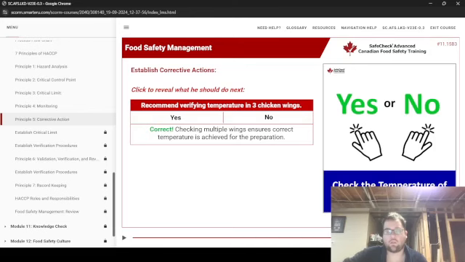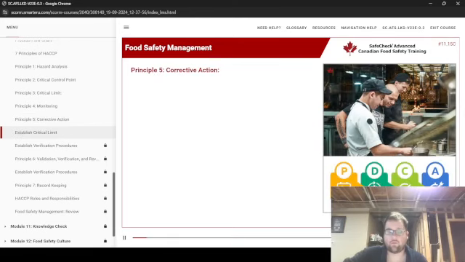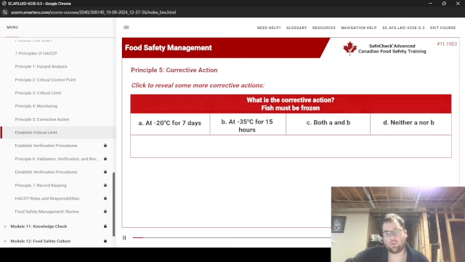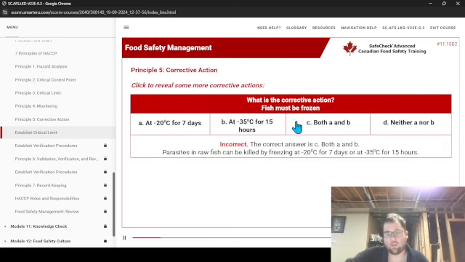Checking multiple wings. What else must Peter do? Peter should also instruct Michael to check oven and thermometer calibration. We learned in previous modules that the correct answer is no. What is the corrective action? The correct answer is C, both A and B.